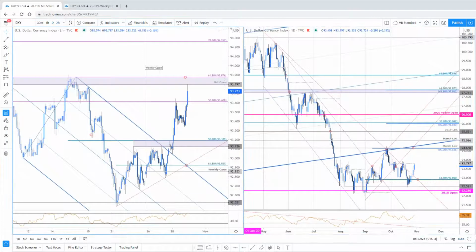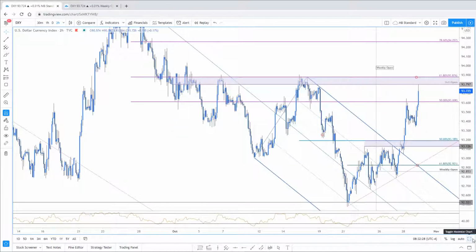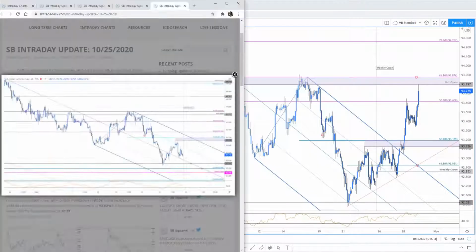We actually didn't get to 92.52. That was still last week's low, so that held. Here's the weekly open, gapped higher, resistance, resistance. This not only was a resistance break, but it ended up being an objective weekly opening range break, right? Shifts the focus higher, initial levels at 93.34 and 93.60, that's the 50%.